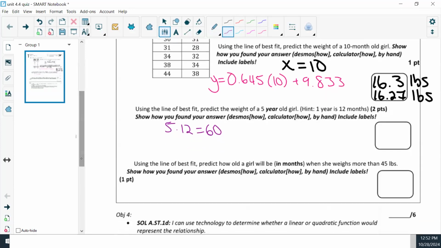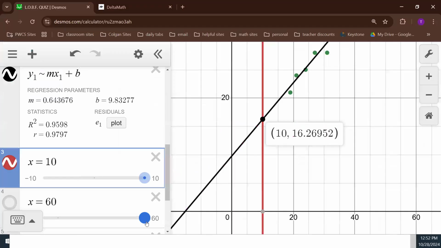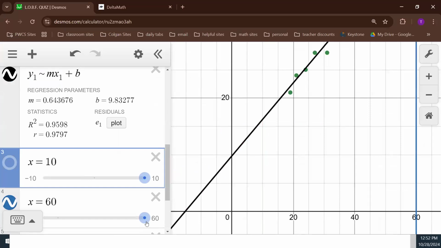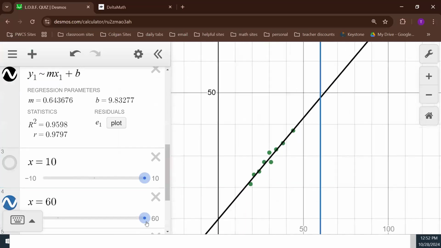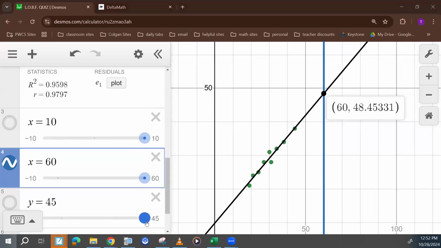Show you what 5 times 12 is. So you probably missed points, yes. And then where those two lines cross would be at 48.45, 48.5 pounds.